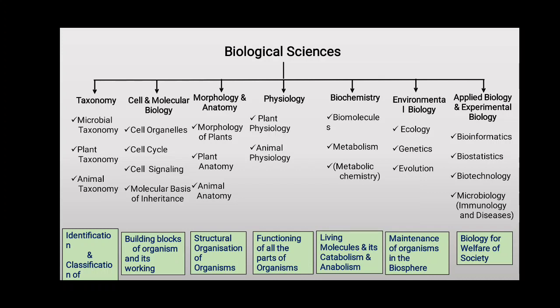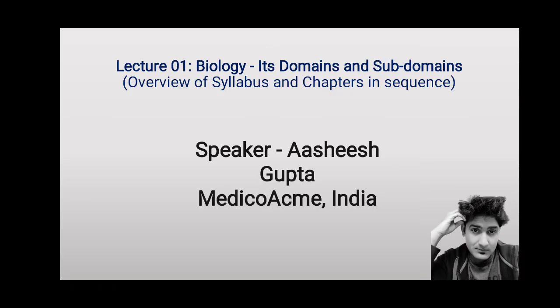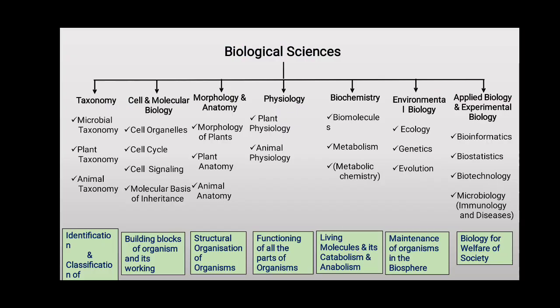So taxonomy deals with the identification and classification of biological things, plants and animals or microbes. And then cell and molecular biology. Now in cell and molecular biology we study the cell organelles, cell cycle, cell signaling and the molecular basis of inheritance, which is your chapter in class 12th.